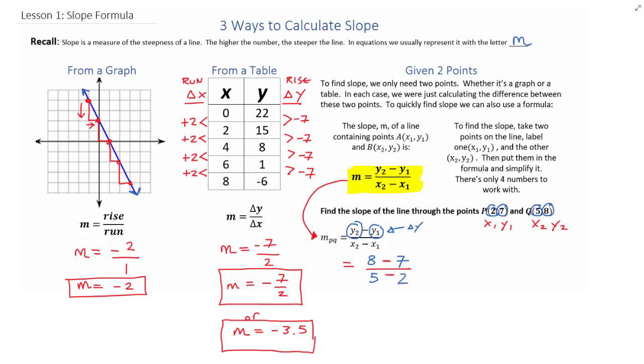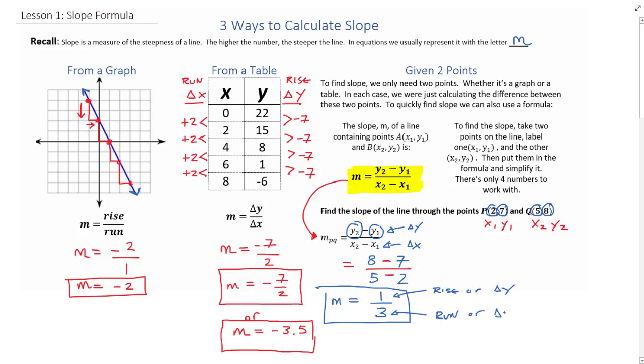All right. So let's actually calculate this all out. So like we said, that is change in y. That is the change in x. Okay. 8 minus 7 is 1. 5 minus 2 is 3. There's my slope. Done. As a fraction, 1 over 3. So this number on the top is basically my rise. If this was a graph, the number on the bottom is the run. Or instead of saying rise, change in y. Or instead of saying run, change in x.